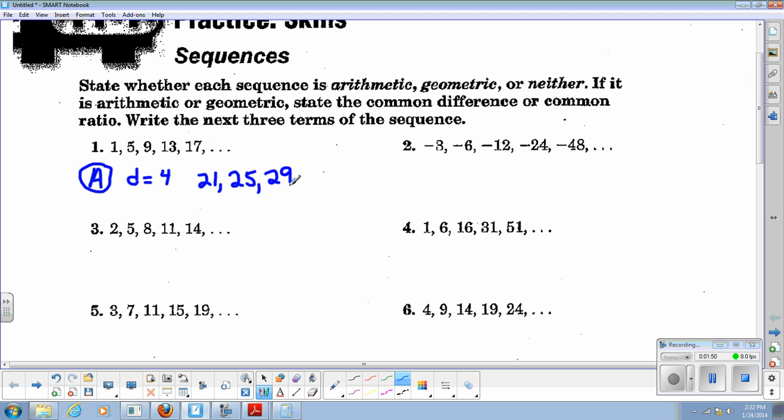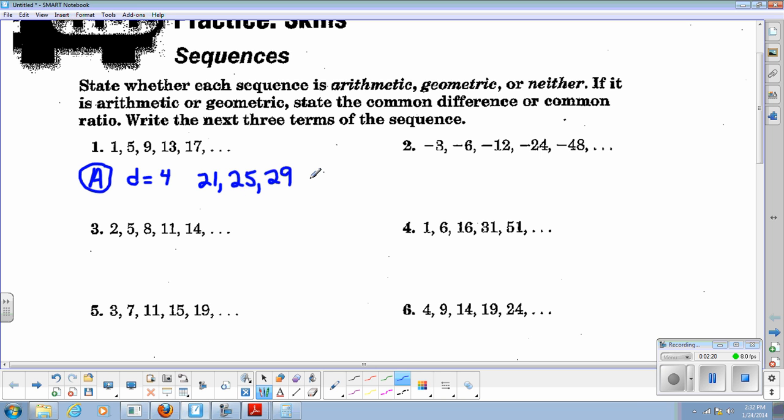So now there is an arithmetic sequence here, number 1. I identified it as arithmetic by putting an A. The common difference, in other words, is the difference between each term. So what number are you adding every time? In this case, I'm always adding 4. So I said the common difference, D equals 4. And then find the next three terms: 21, 25, 29. I added 4 to each term to find the next three terms.